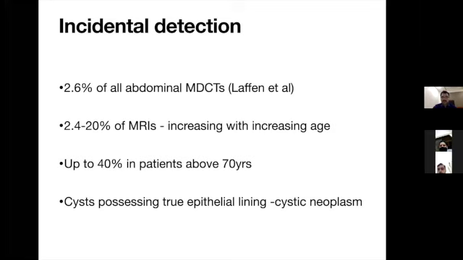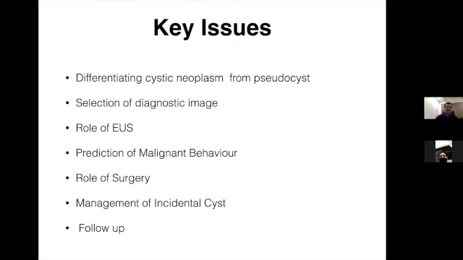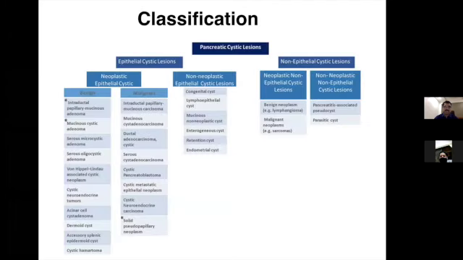So we call it a cystic neoplasm for all those cysts which possess a true epithelial lining. The key issues which we have to address are how to differentiate cystic neoplasm from pseudocyst, selection of diagnostic imaging, role of endoscopic ultrasound, prediction of malignant behavior, what is the role of surgery in the management of cystic neoplasm, what is the management of incidental cyst, and how to follow up these patients.